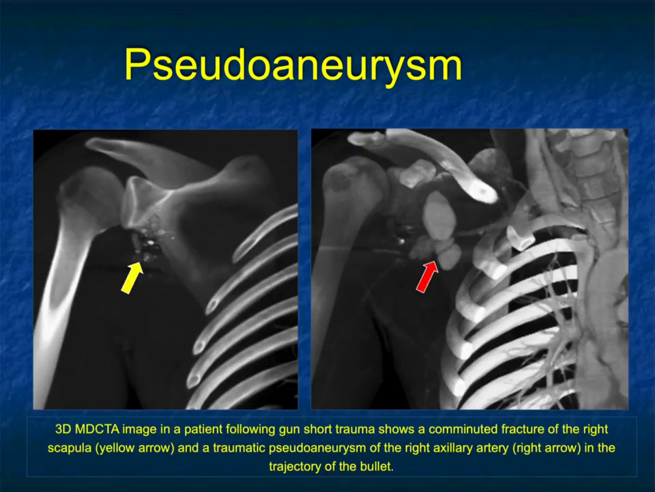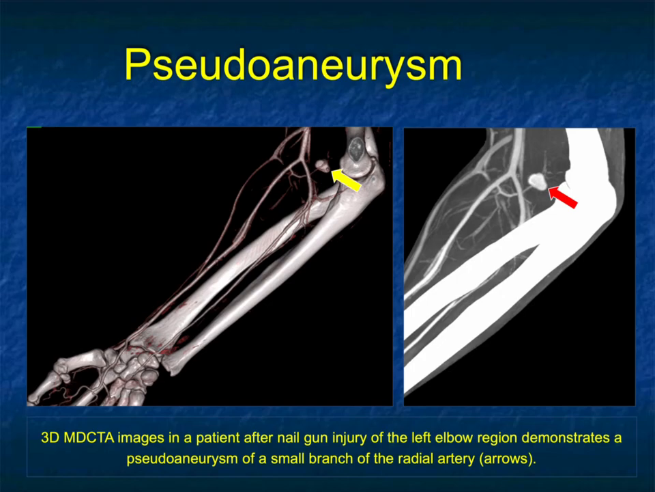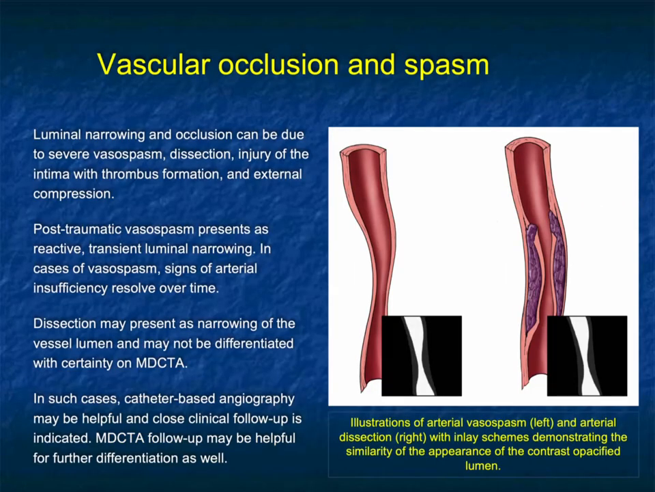Here's another example of a gunshot wound. There's a comminuted fracture of the scapula with a traumatic pseudoaneurysm of the right axillary artery along the course of the bullet. No active extravasation was seen. And here's a pseudoaneurysm in a patient after a nail gun injury at the level of the elbow. There's a pseudoaneurysm of a branch of the radial artery, very nicely shown on both the volume rendering and the MIP imaging. We can also see occlusion and spasm.